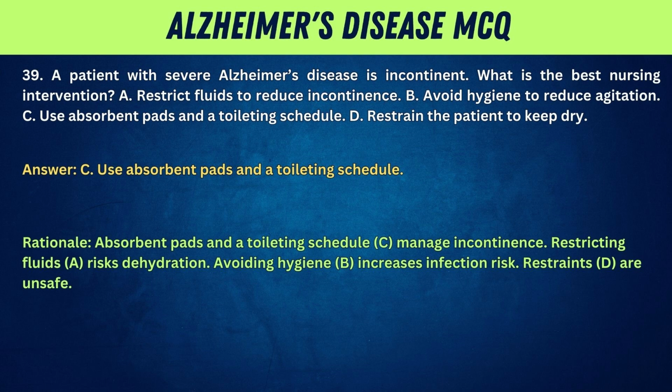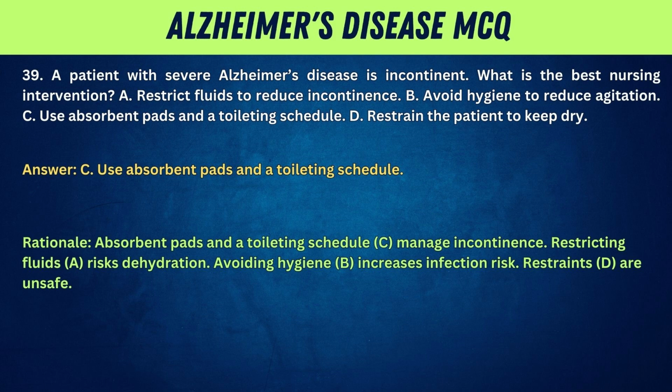A. Restrict fluids to reduce incontinence. B. Avoid hygiene to reduce agitation. C. Use absorbent pads and a toileting schedule. D. Restrain the patient to keep dry. Answer. C. Use absorbent pads and a toileting schedule.